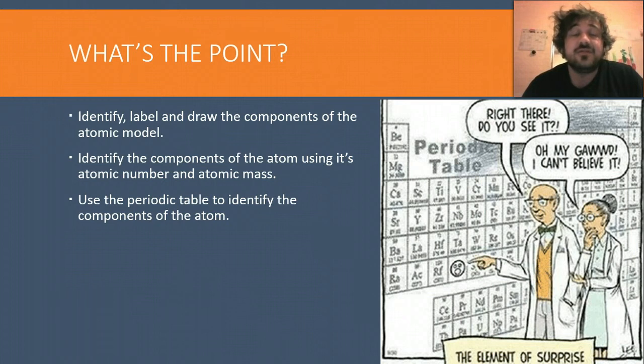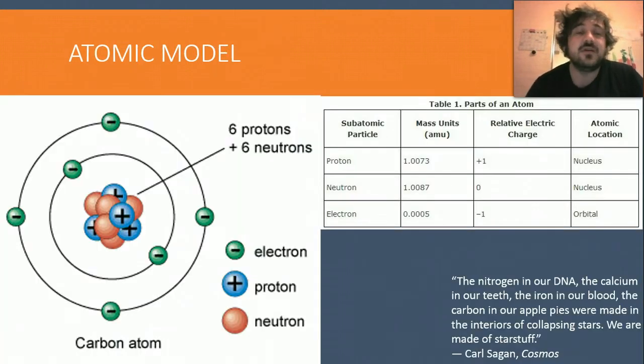You also want to be able to do it with numbers, and you want to be able to use a couple of the very basic numbers like the atomic mass and the atomic number to identify the atom. And by doing this, we need to be able to use those numbers to work out the structure of the atom. Alright, so here is our model of carbon.